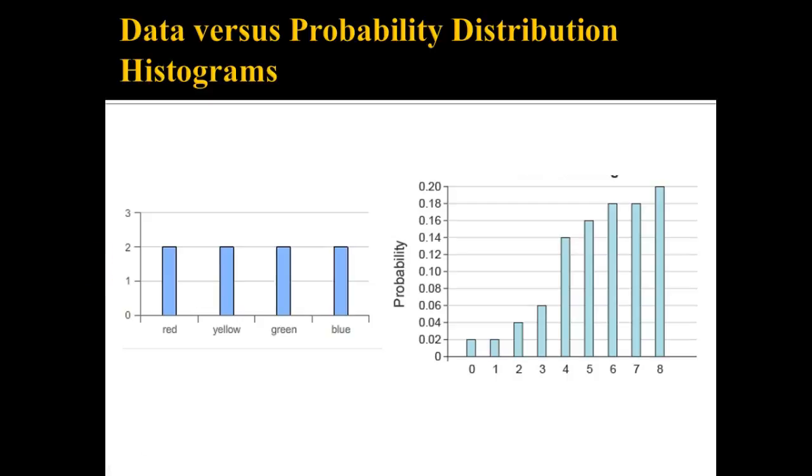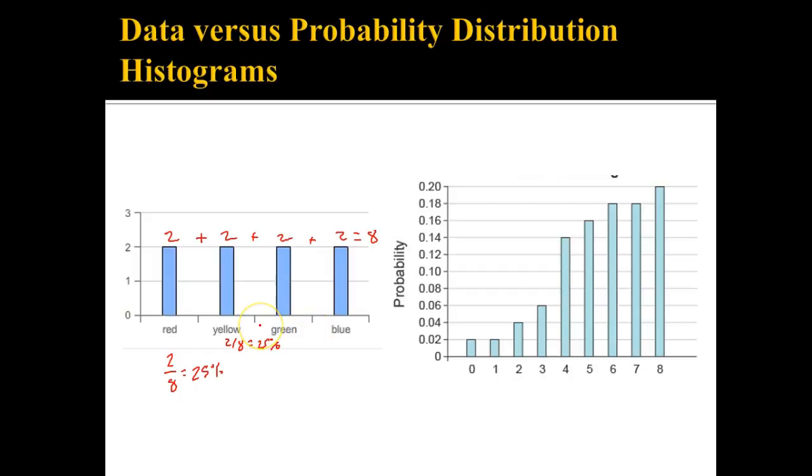And we could figure out the probability by taking the data off of this histogram, right? There's two of each, and so there's a total of 2 plus 2 plus 2 plus 2, so there's a total of 8. So the probability of red is 2 out of 8, which is 1/4, which is 25%. And the probability of yellow is the same, 2 out of 8, which is 25%, and so on and so forth.